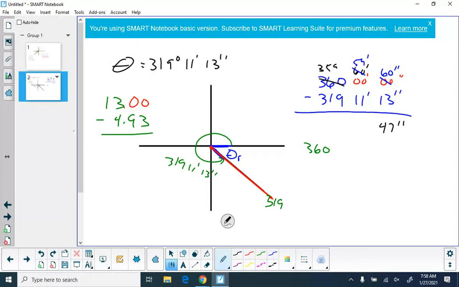So it should have 47 seconds, 48 minutes, and 40 degrees.